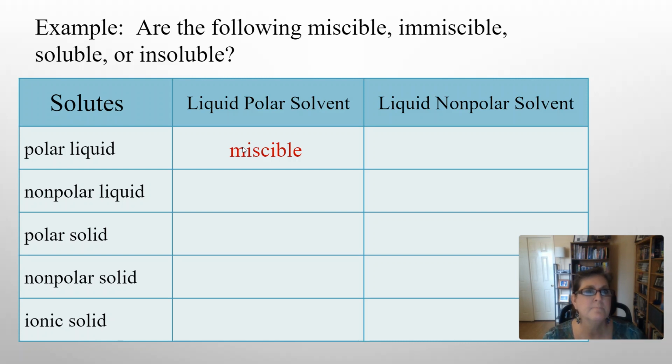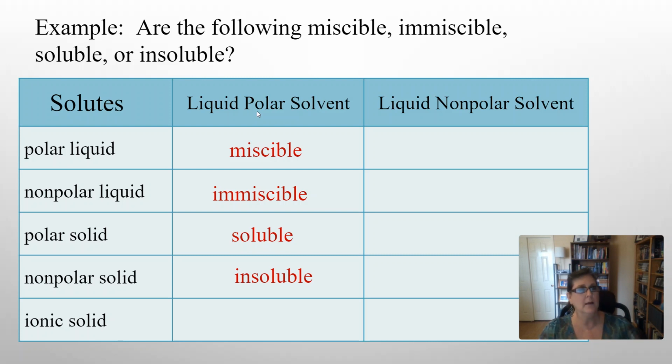Good job. Okay, now we have a non-polar liquid in the liquid polar solvent. Non-polar and polar liquids. Immiscible. Good job. Okay, what about a polar solid with a liquid polar solvent? So polar and polar, but a solid and a liquid. Soluble. Good job. Now a non-polar solid in the liquid polar solvent. So we have a solid in a liquid, but a non-polar polar combination.